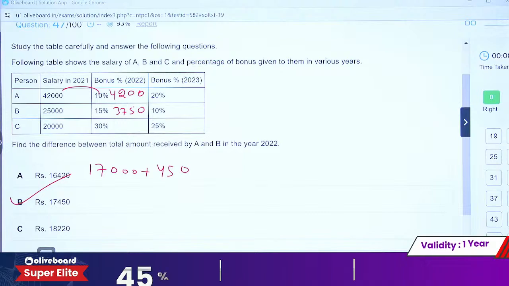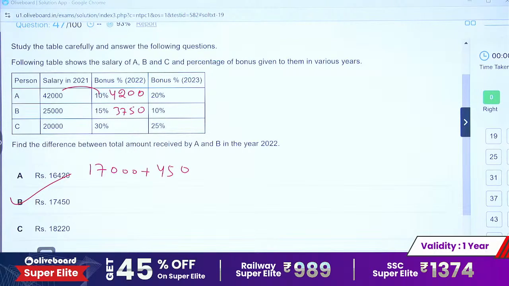So B part is the right answer. Yes, B part is the right answer. Okay, so difference between the salary and difference between the bonus, simply. Okay, so moving to next question.